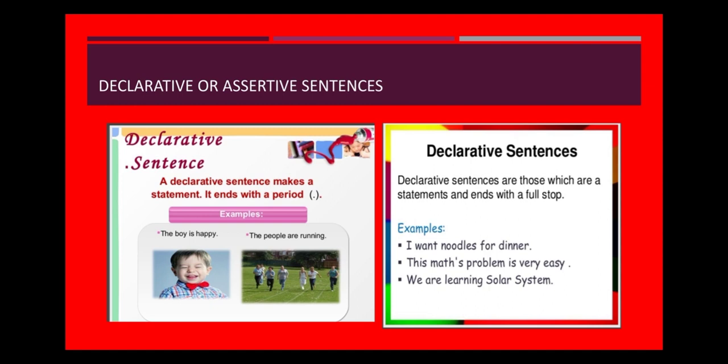Similarly, there can be many more examples. For example, India is a big country. We all are playing cricket. The birds live in trees. The tiger is our national animal, and many more. So, what you need to keep in mind is that an assertive or declarative sentence states or declares a fact. It is a simple sentence that states something and ends with a full stop.